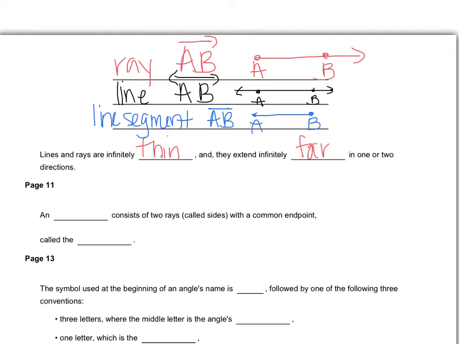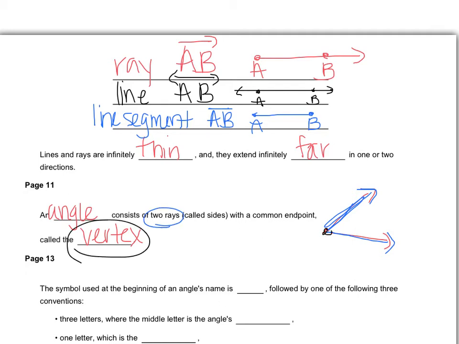The other thing we're going to talk about is angles. An angle consists of 2 rays called sides with a common endpoint called the vertex. An angle looks like this. So it has a ray. I'm going to color my rays in blue. So it has 2 rays. And then the vertex is this point here that they share in common.